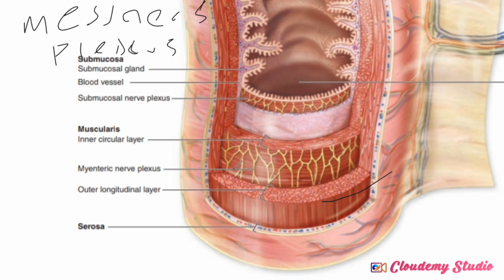Now let's talk about the serosa or the adventitia. The serosa is the outermost layer of the GI tract. It's made up of loose connective tissue as well, and it is covered with simple squamous epithelium. It's also known as adventitia, so in some texts we consider them as adventitia. The simple squamous epithelium is also known as mesothelium. So don't be confused if you see mesothelium. Simple squamous epithelium in the serosa is known as mesothelium.